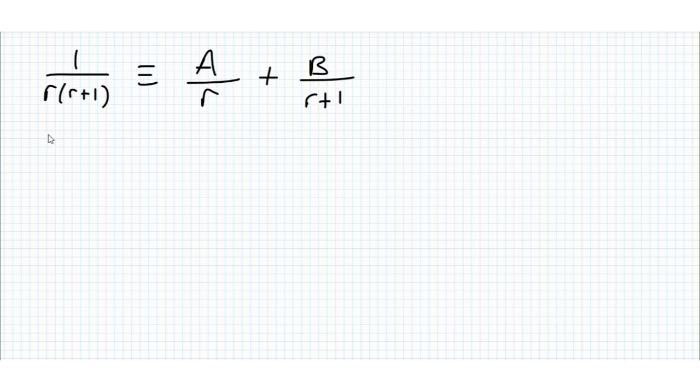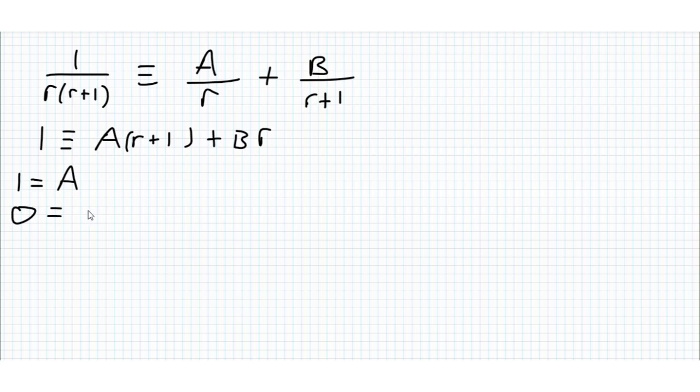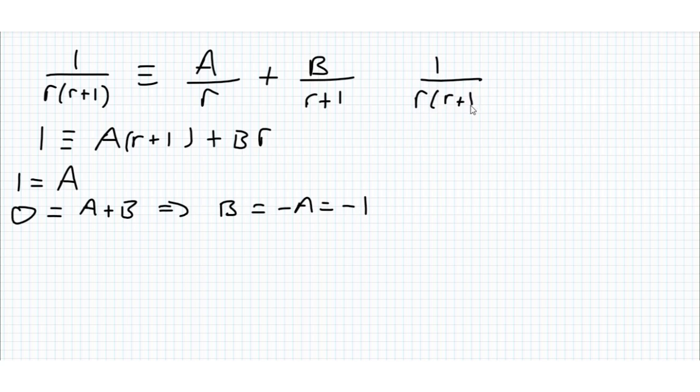And we can multiply up by r(r+1), so we know 1 is identical to a(r+1) plus b r. Then comparing coefficients, we know that 1 is equal to a, and 0, the r coefficient on the left, is equal to a plus b. This implies b is equal to minus a, and that's equal to minus 1. So therefore 1 over r(r+1) is equal to 1 over r minus 1 over r plus 1. Okay, you can check that by doing the subtraction and you'll get back to this.